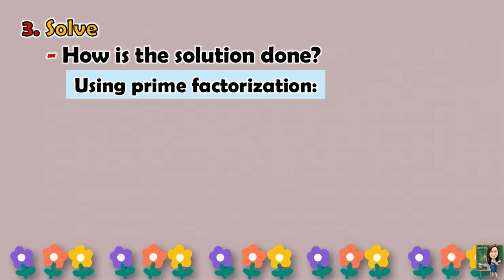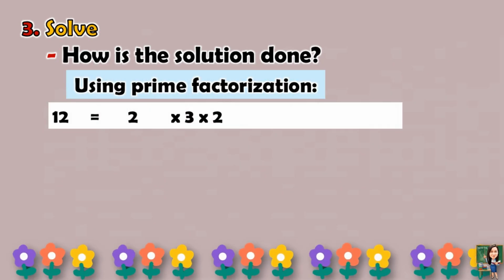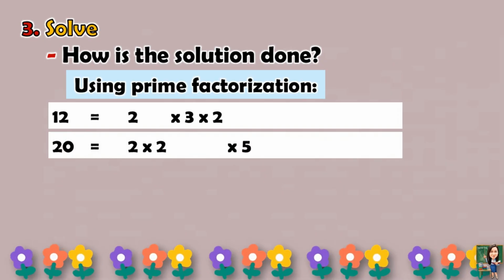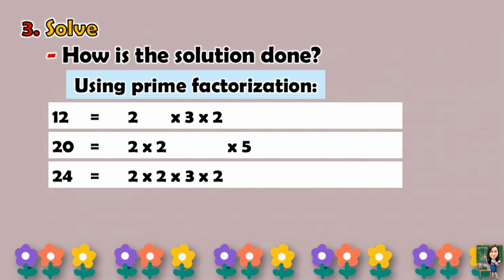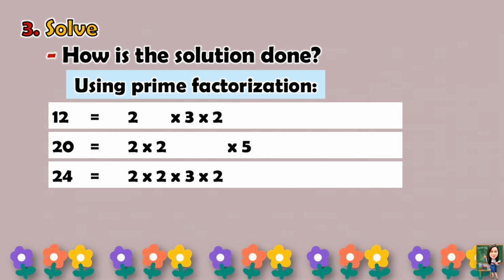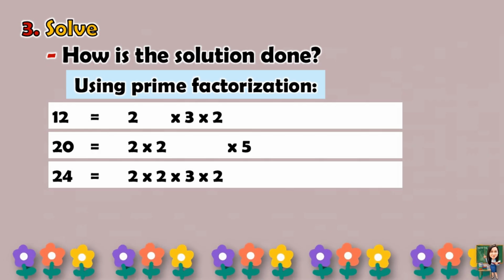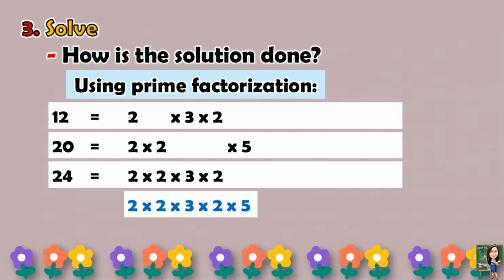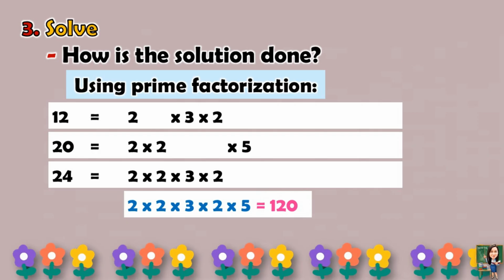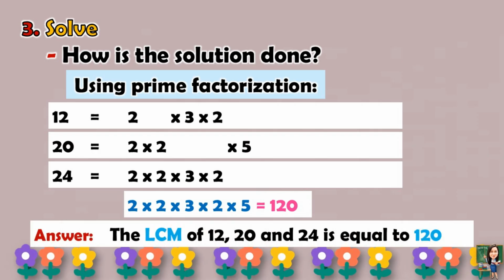Using prime factorization. The factors of 12 are 2 times 3 times 2. The factors of 20 are 2 times 2 times 5. The factors of 24 are 2 times 2 times 3 times 2. And then multiply all the factors of 12, 20, and 24. 2 times 2 times 3 times 2 times 5 equals 120. The answer is, the LCM of 12, 20, and 24 is equal to 120.